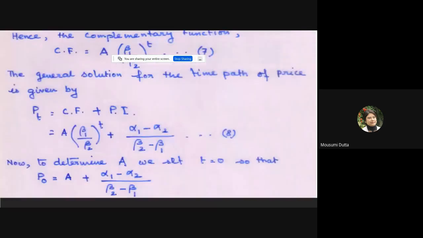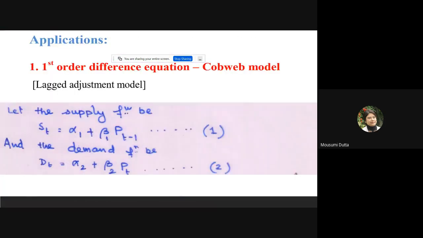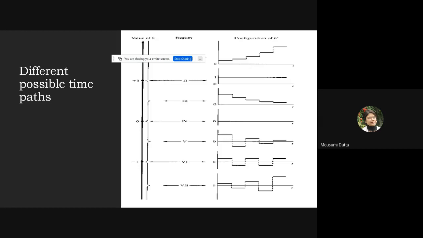So already I think you are quite familiar with all these graphs. You will get all these varieties for the cobweb model. So we have to understand how we can generate all these varieties of the time path in context of the cobweb model.